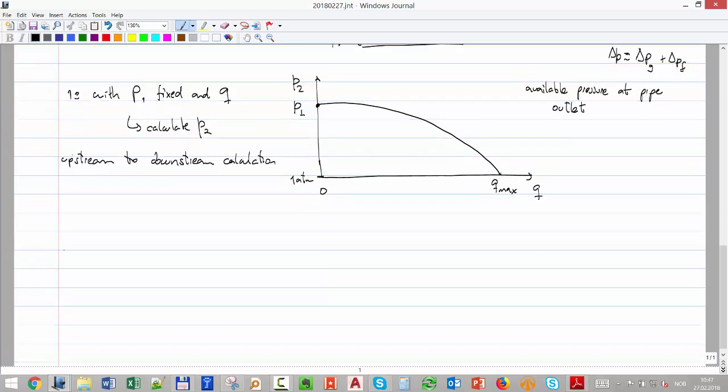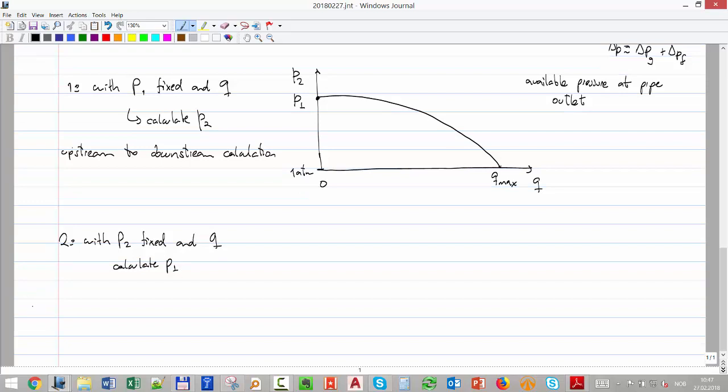So now we have another calculating mode, which is with P2 fixed and Q, you can calculate P1. Okay, so that will be a calculation downstream to upstream calculation. Okay, so this will be a co-current with the current, and that will be counter current. Okay, you're going against the flow.